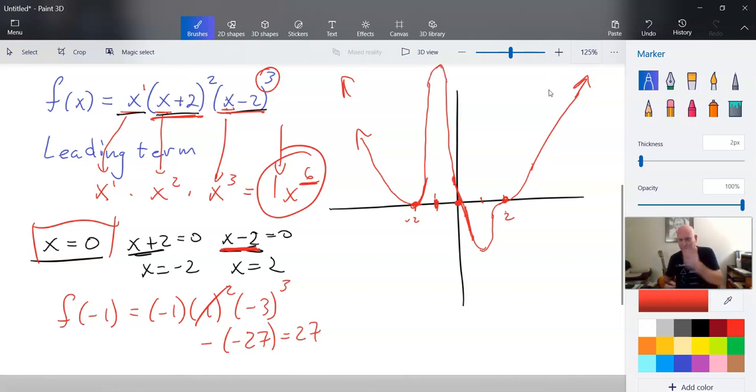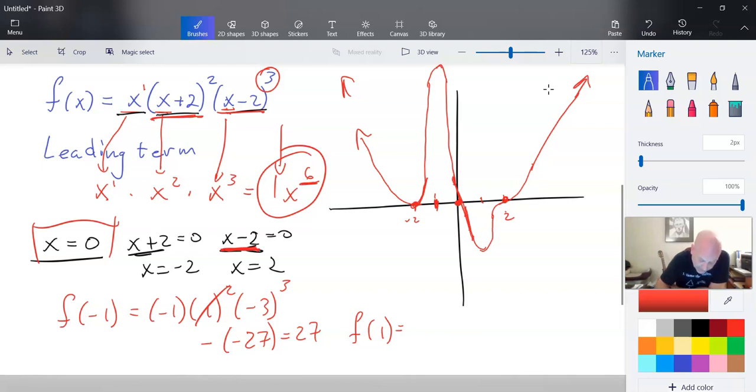So you can see how difficult some of these things get to graph. Notice I didn't put any tick marks on the y-axis just because of that. And then the same thing here. If I wanted to figure out what happens here, I would plug in a 1. And if I plug in a 1, I get negative 27.